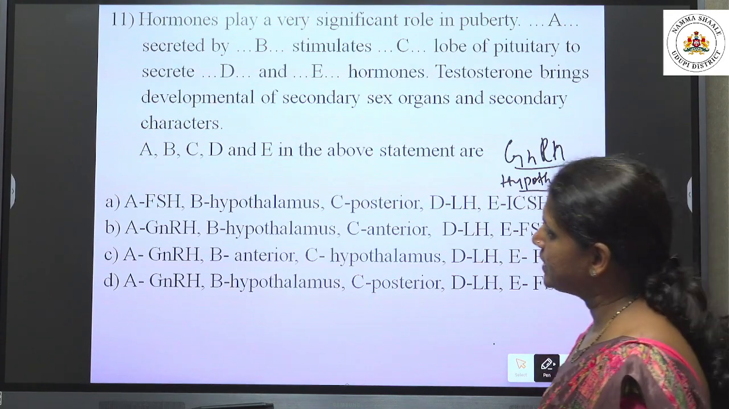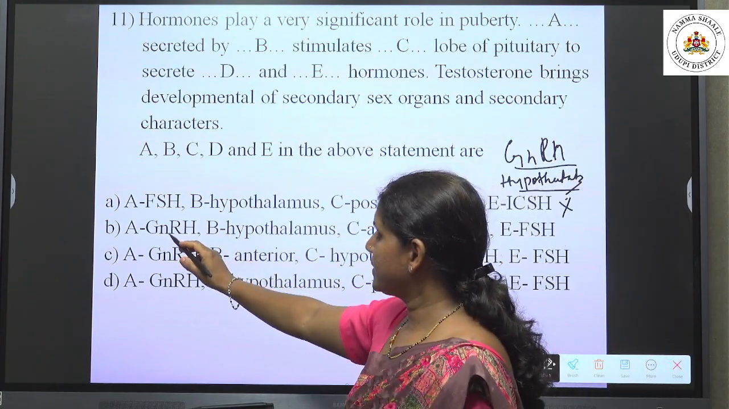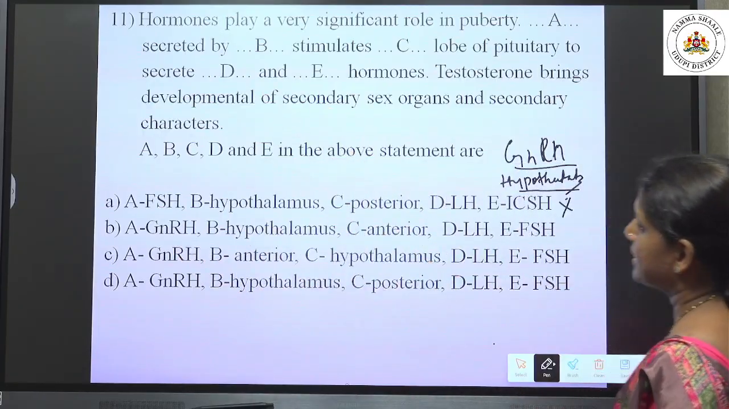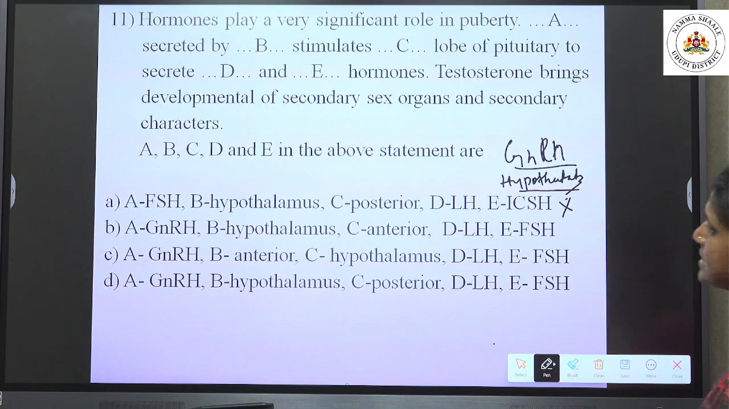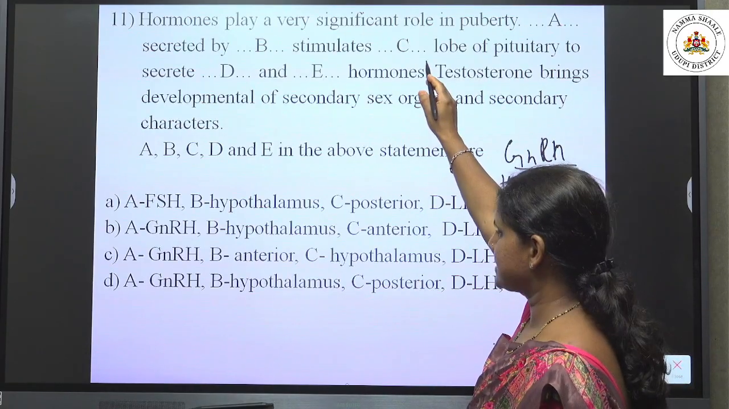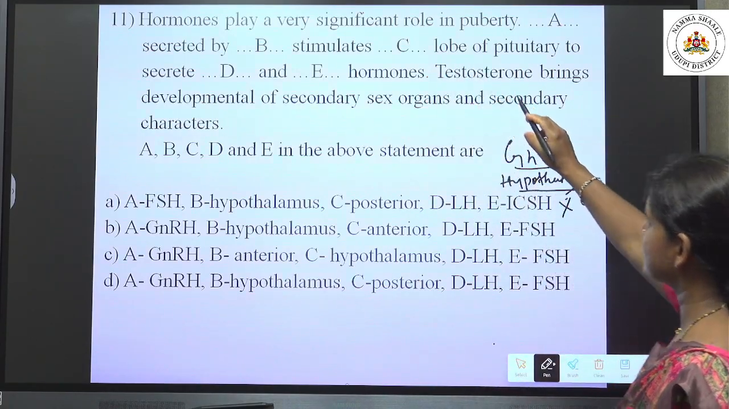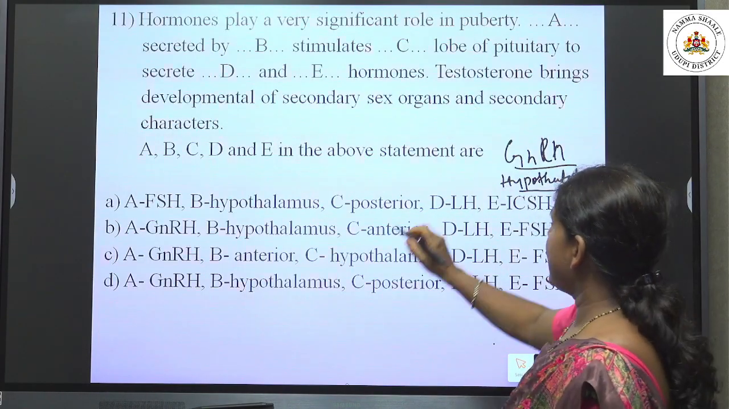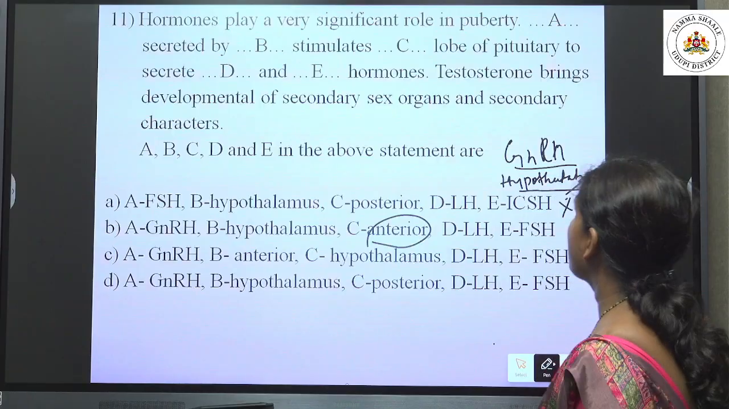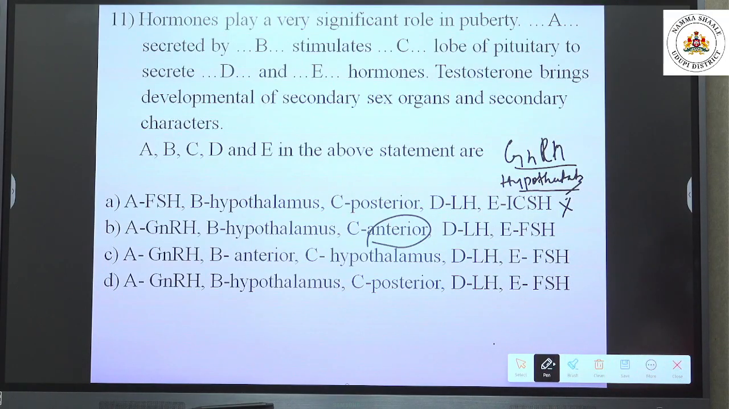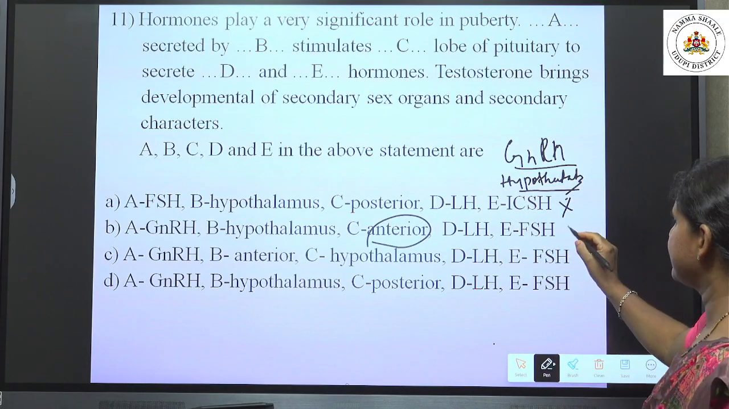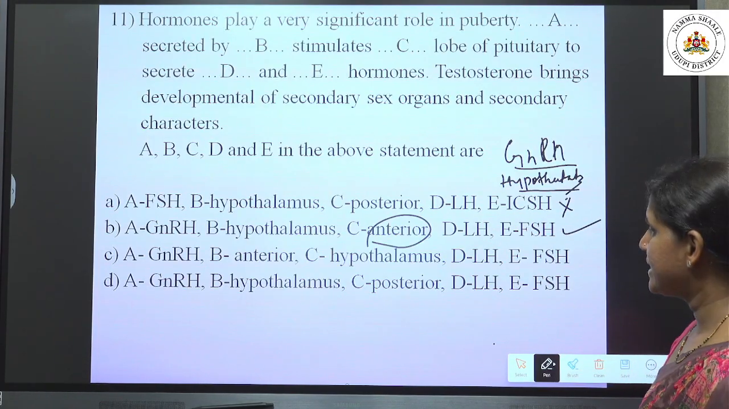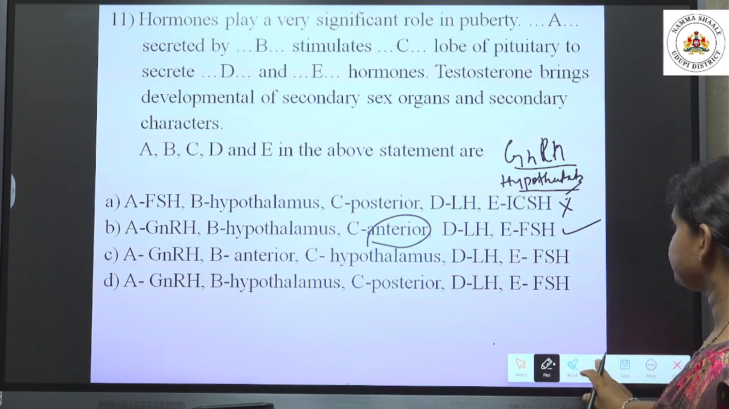And the B one, A is gonadotrophic releasing hormone and B is the hypothalamus. It is secreted by the hypothalamus, stimulates C, the anterior lobe of pituitary, to secrete LH and FSH. So this is the correct option. So hence B is the answer.